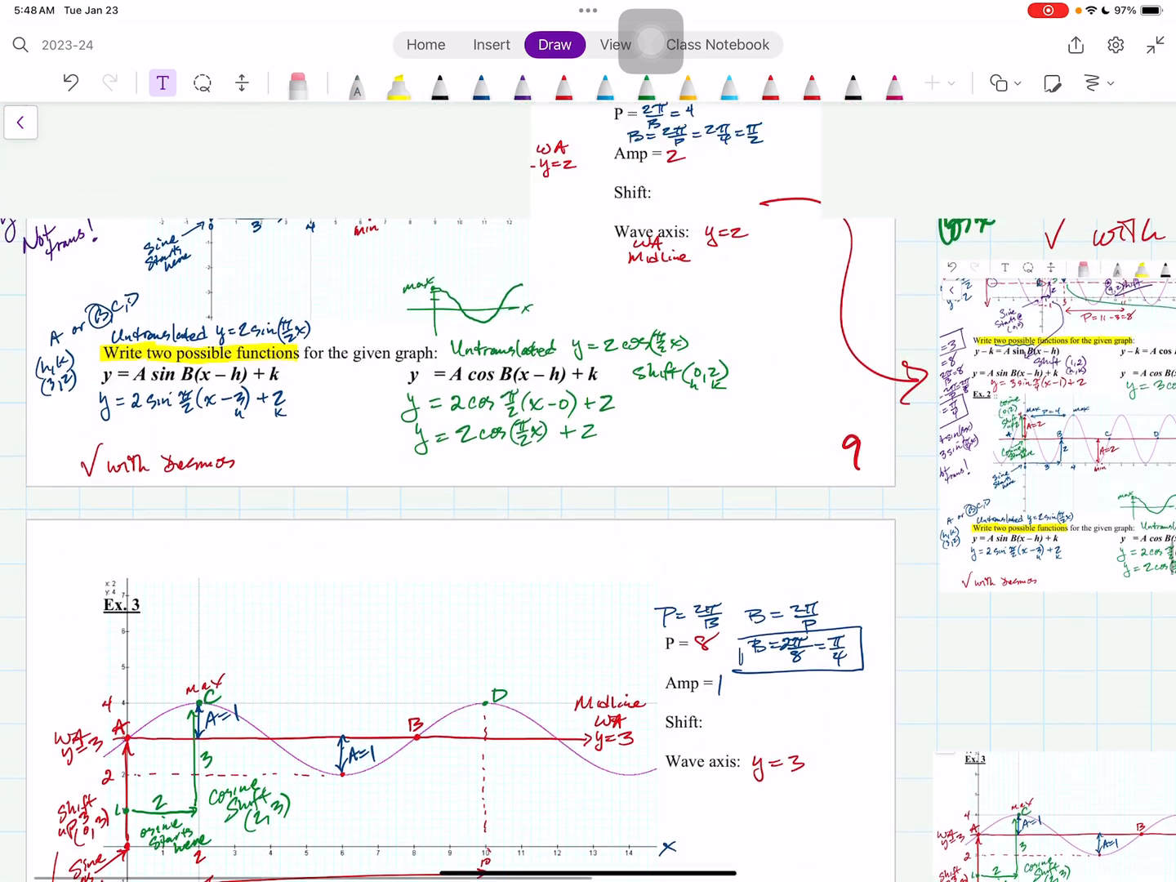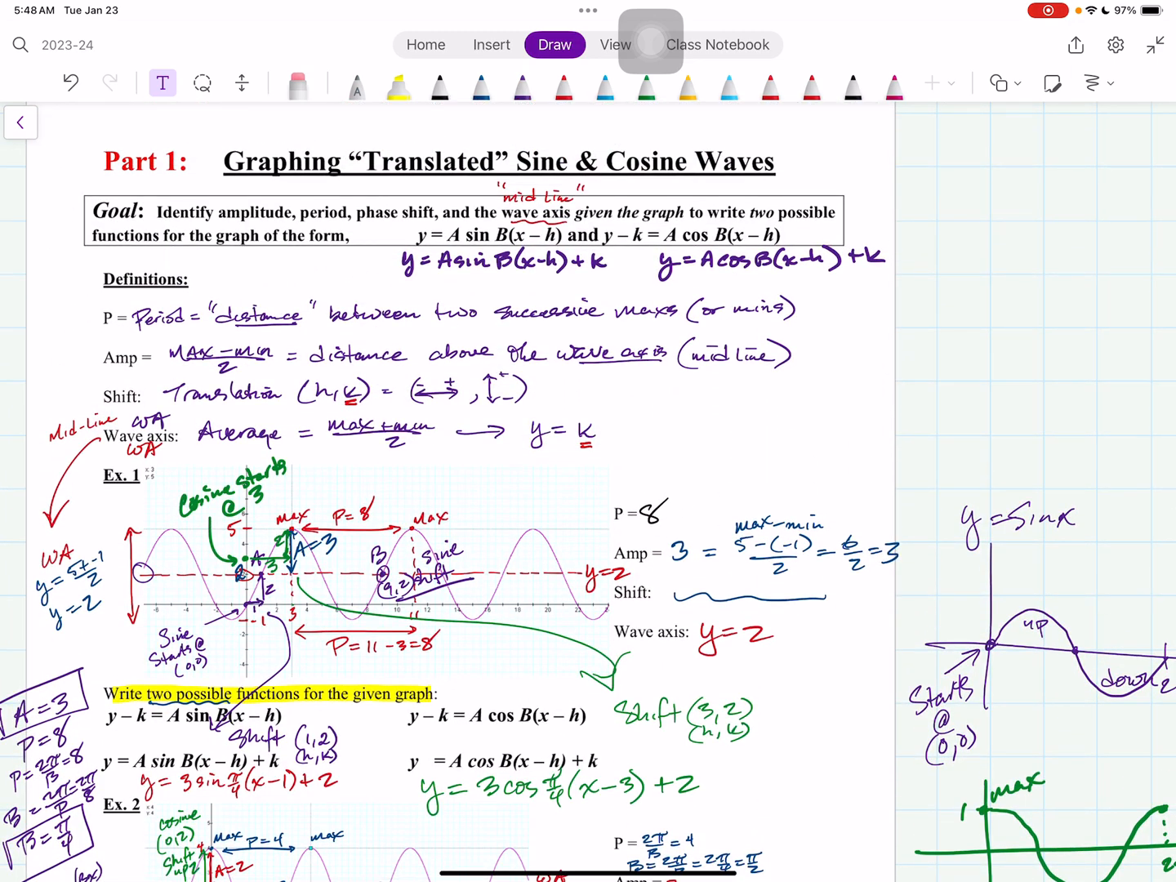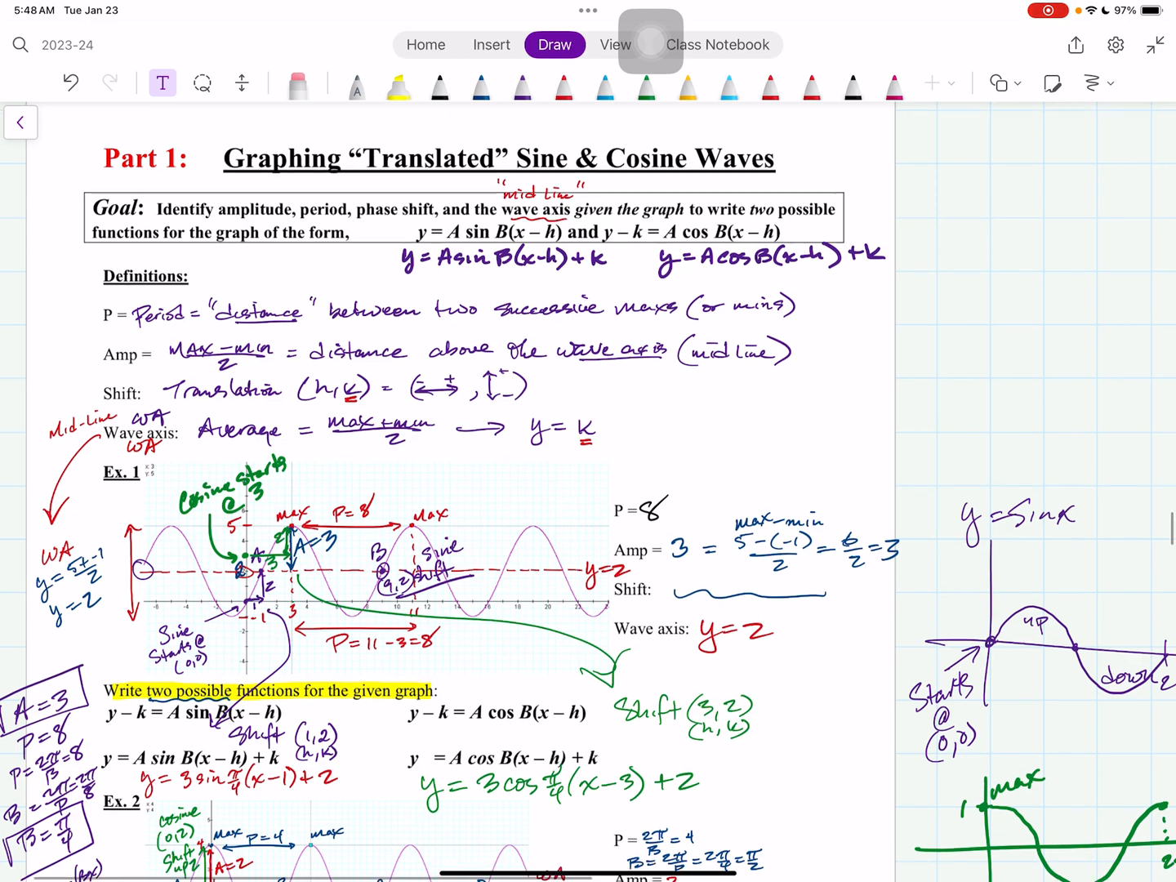Okay, so I went over 2 examples today. This is how you write a function, writing a function given a graph.